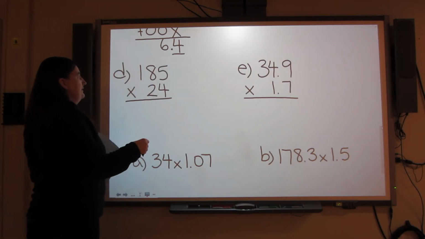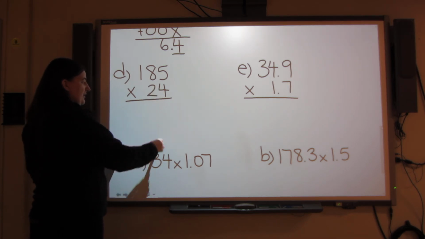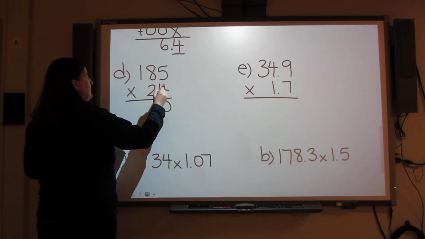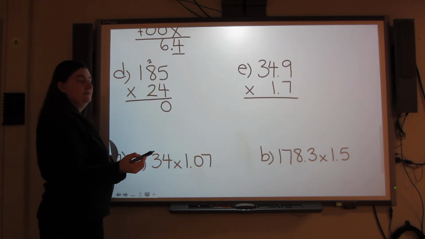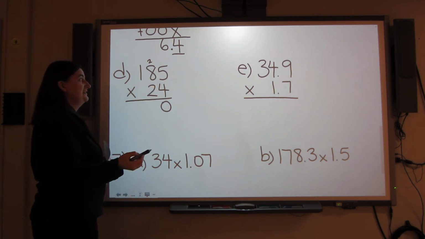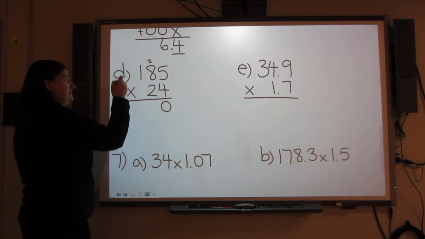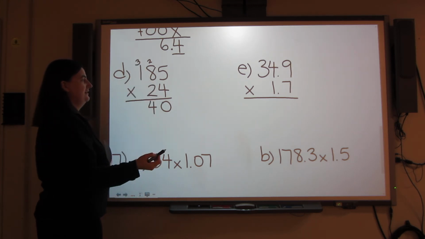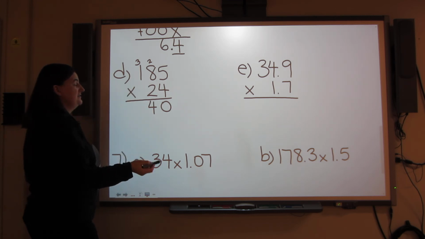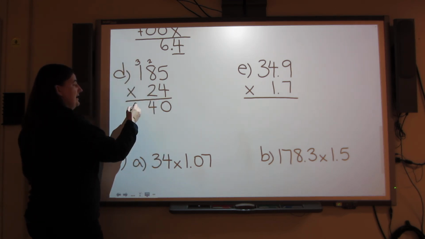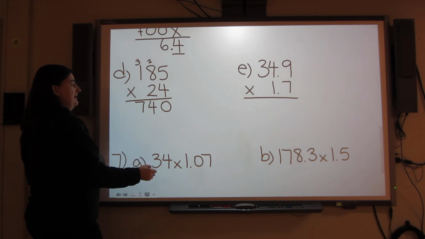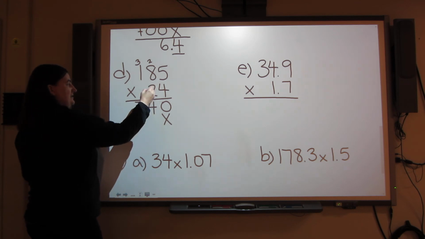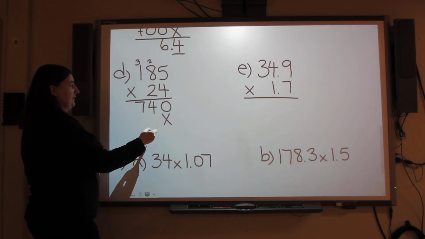All right, for D, I have 2 digits, so I'm going to have 2 answer lines. 4 times 5 is 20. Carry the 2. 4 times 8 is 32. Plus the 2 that I carried is 34. Carry the 3. 4 times 1 is 4, plus the 3 that I carried is 7. Moving to the next digit, the 2, I put an X so that my 2 answers start under the 2.